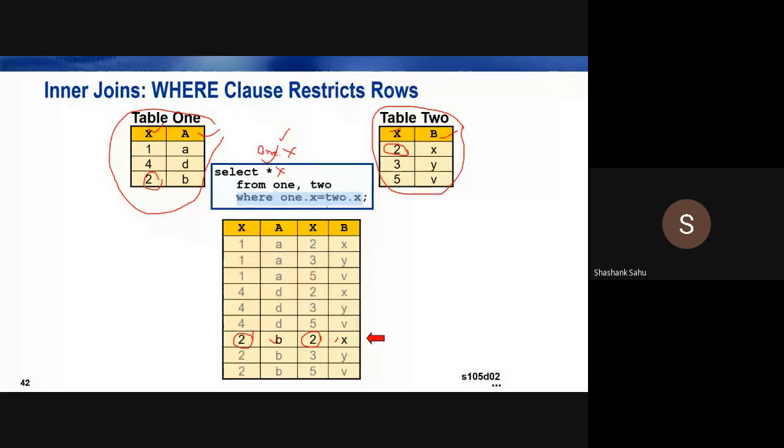Now, inner join is to maintain the common things, which are the matching things. So we are using the where clause and we are using the table name here because the X column is present in both the tables. So we are using 1.x here, 2.x here.